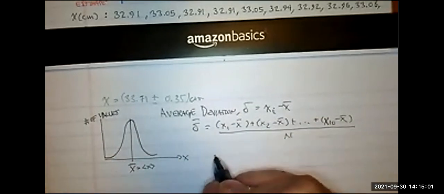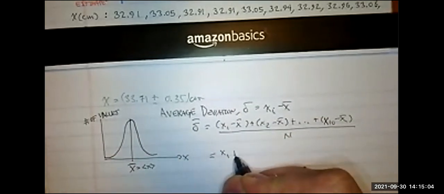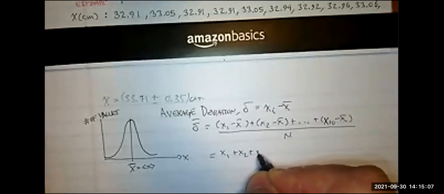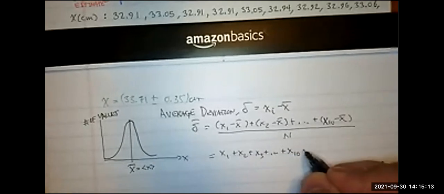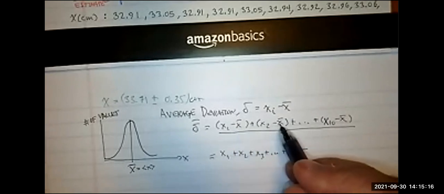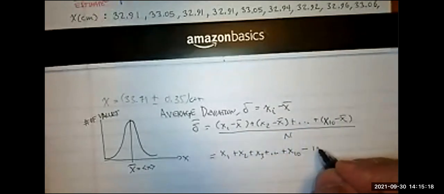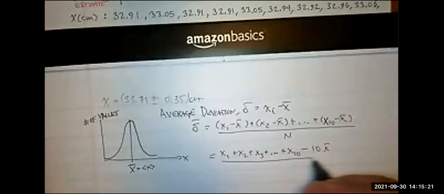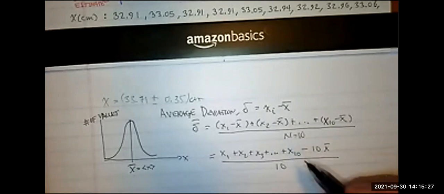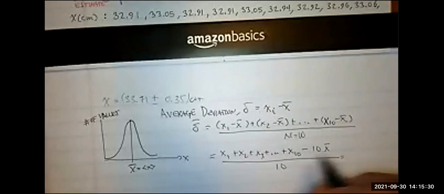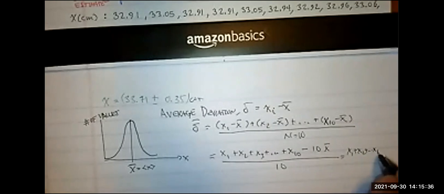Well, if you do this process, what you're going to get is x1 plus x2 plus x3 plus dot, dot, dot on up to x10. And then you're going to have 1 x bar, 2 x bar, 3, 4, 5, 6, 10 x bars. So it'll be minus 10 times x bar. And then, of course, you're going to divide that by 10, which I wrote n before, but 10 is really the number, right? So you now see this fraction right here is x1 plus x2 plus dot, dot, dot on up to x10 over 10. And this one, on the other hand, is 10 x bar over 10.